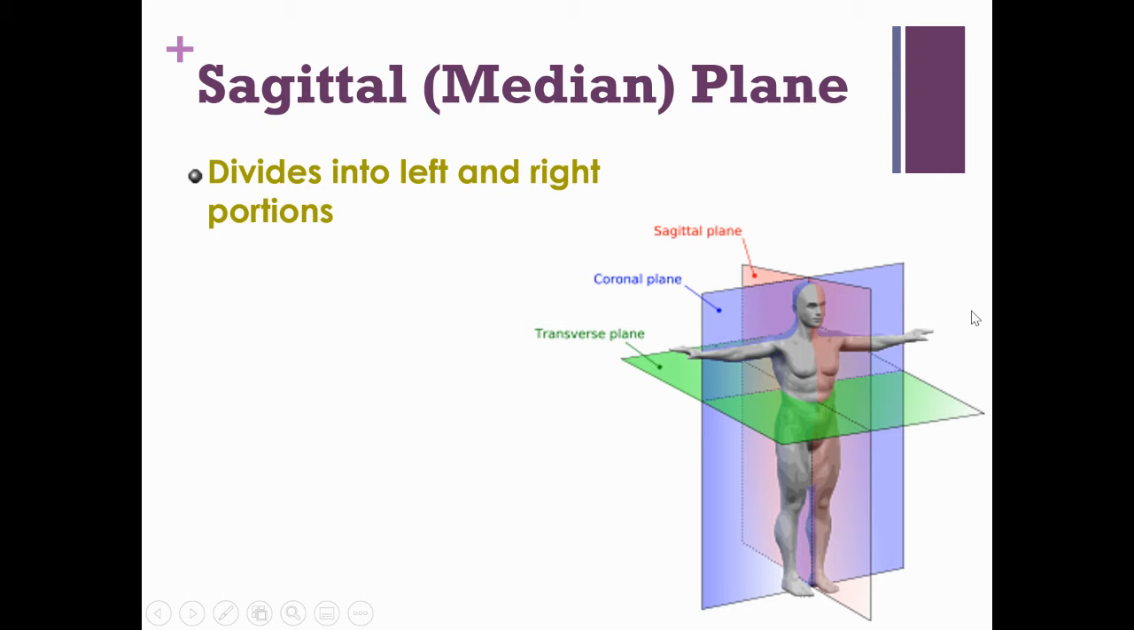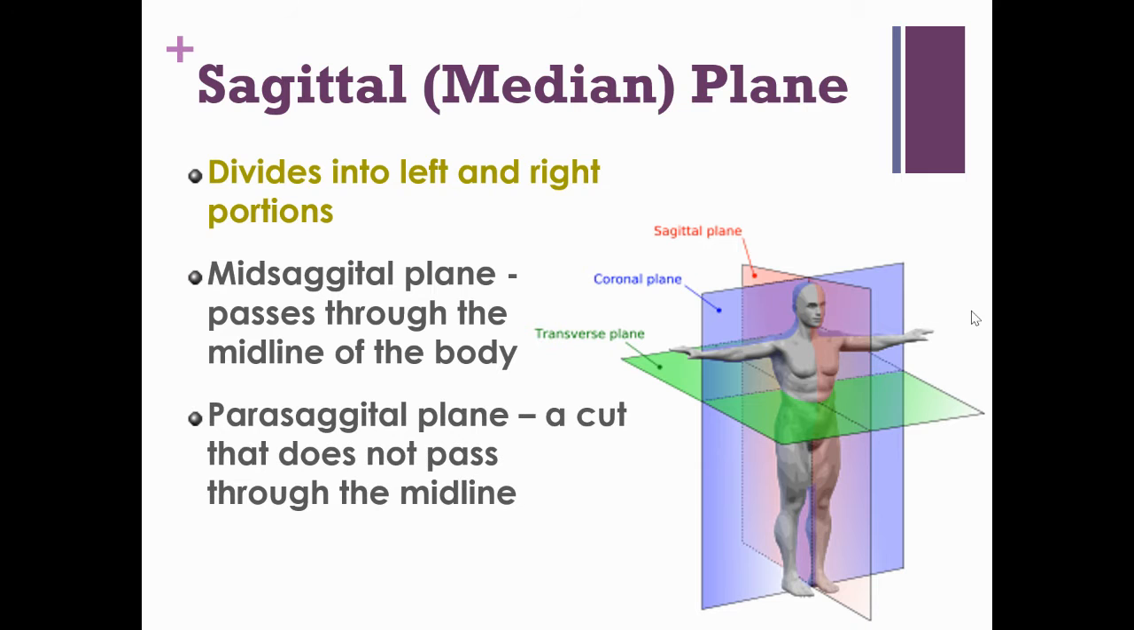Okay, we're going to go back to these notes to finish up. So when we finished the other day, we were on sagittal. So the sagittal is the median plane. So going down the middle, remember the median of the road. So this is dividing the body into left and right portions.